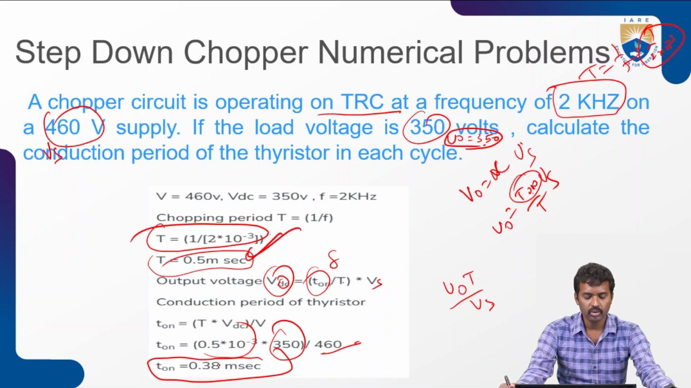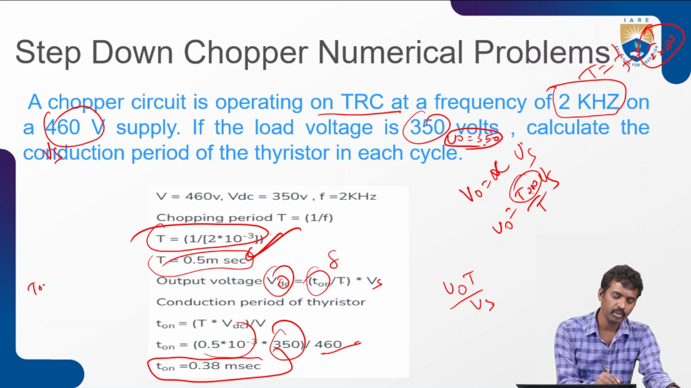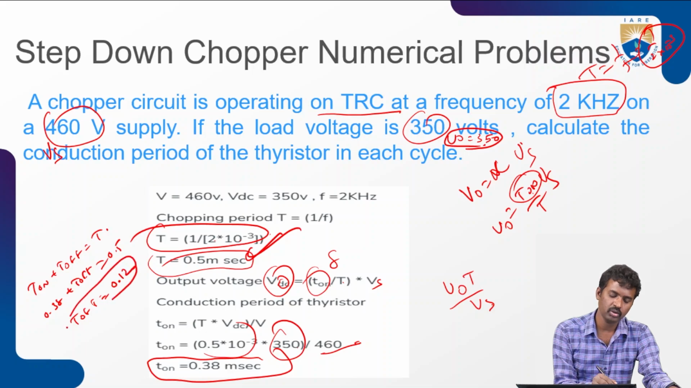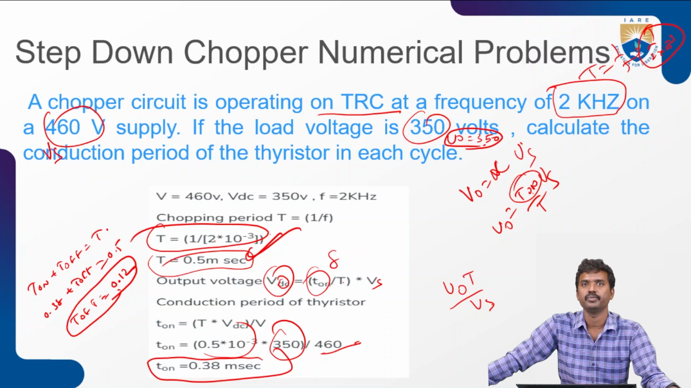0.38. Now, what about the non-conduction period of the thyristor? T on plus T off equals the total time period T. So this is 0.5, this is 0.38. So T off equals 0.12, which is the non-conduction period of the thyristor in each cycle.